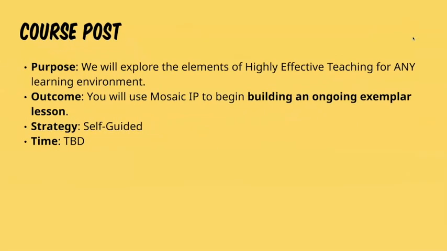So looking ahead to our entire course POST, this is a strategy that we'll get into in more detail later on in the course sessions, but you're going to see that we use a course POST for each of our sessions, and that is planning decisions that filter through the acronym to show purpose, outcome, strategy, and time. The purpose of this course is to explore the elements of highly effective teaching under any learning conditions. The expected outcome is that you will use Mosaic instructional planning to begin building an ongoing exemplar lesson.